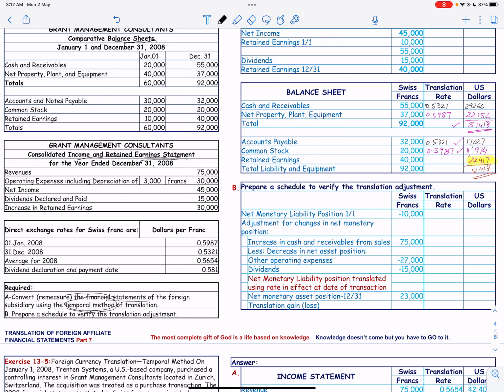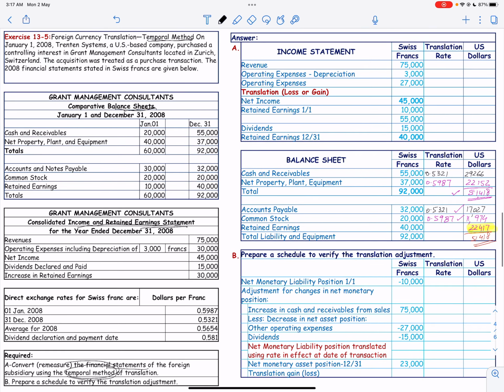Revenues and expenses are to be translated at the average rate, and the average rate for revenue is 0.5654. This will be equal to 42,405.